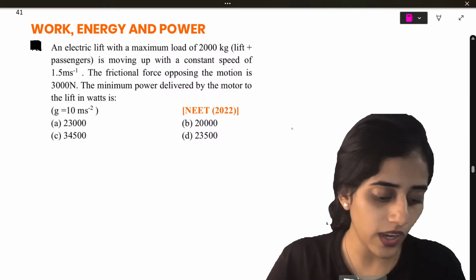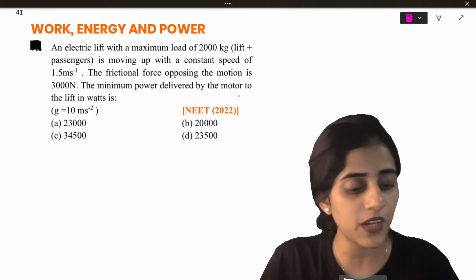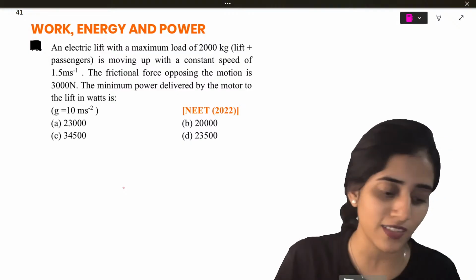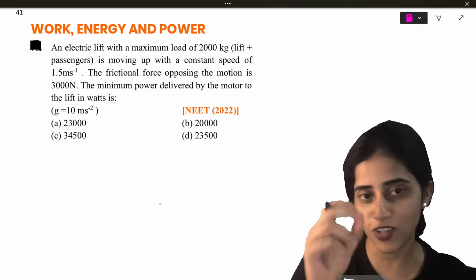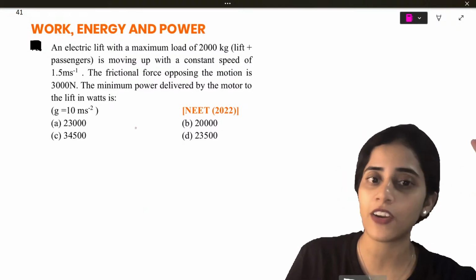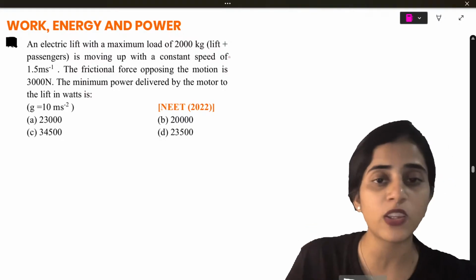Next question. Work, energy and power. These questions are from the chapter Work, Energy and Power. This is also a trick to see how many of you are listening in the class. That's why I make these small things. Okay, so what is the first thing? I already read the question. I hope the question is clear to everybody. So first we will find out the weight of the lift.